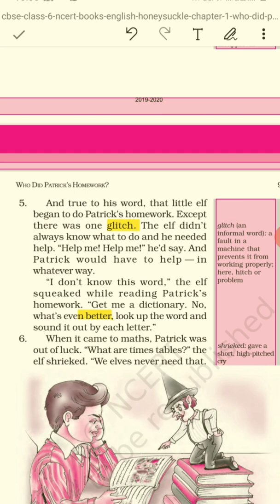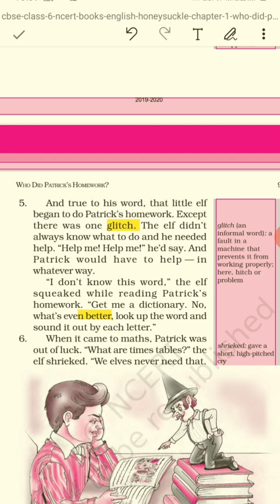Okay. So the elf had a problem. Whenever he was trying to complete homework, he'll have difficulty with understanding words and their meanings. Okay, so he demanded Patrick that he should give him a dictionary. The demand went on to next level when he asked Patrick to read each and every word, explain the meaning to him so that he is able to complete them.